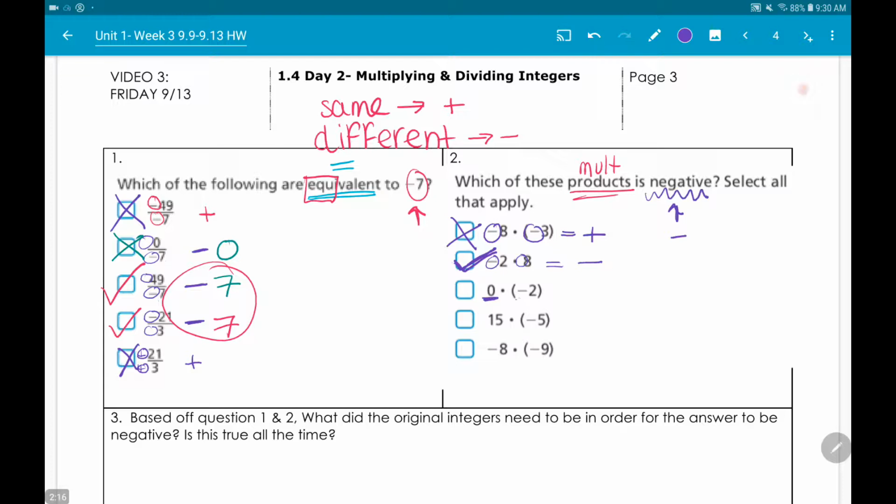This one's our curveball. So they are different, but 0 times anything or 0 divided by anything is 0. And that is not a negative or positive number. So here I wrote negative, but that is not true. We don't write that with 0. All right, so that is our curveball. So whenever we get 0, it's neither.